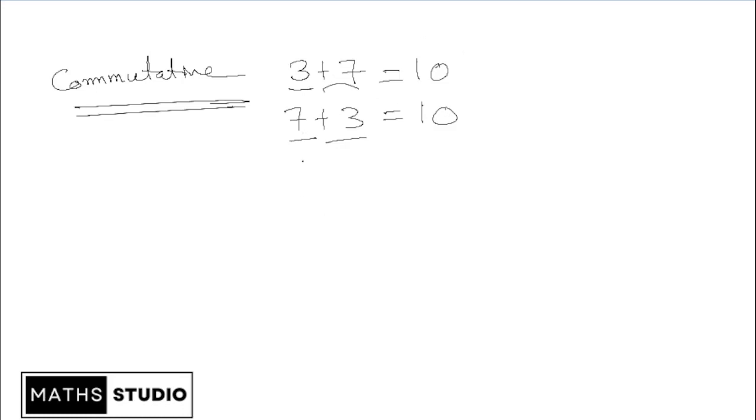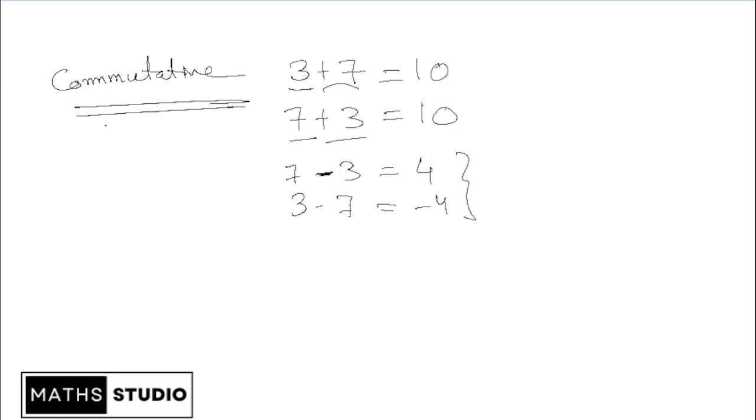Okay, but suppose if we do the same thing over the minus operator, then what happens? 7 minus 3 is 4, and if we change the order, 3 minus 7, this will be minus 4. The answers are not same, so we can clearly see.